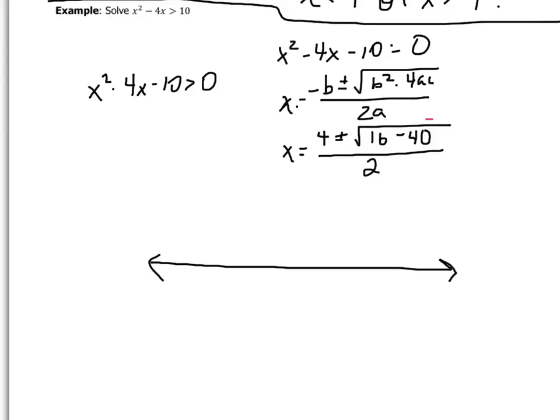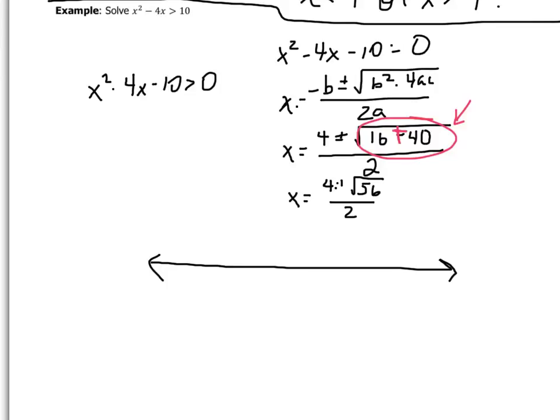Wait a minute. What do you notice here? What do you notice about that? This tells me that I have no solution. Why does it tell me that? Because I made a mistake. That should have been plus 40, right? Because it was 4 times a, 4 times negative 4 times 1 times negative 10, which is plus 40. Oh, good. My solution will continue to work. So I end up with x equals 4 plus or minus the square root of 56 over 2. This isn't recording, is it?